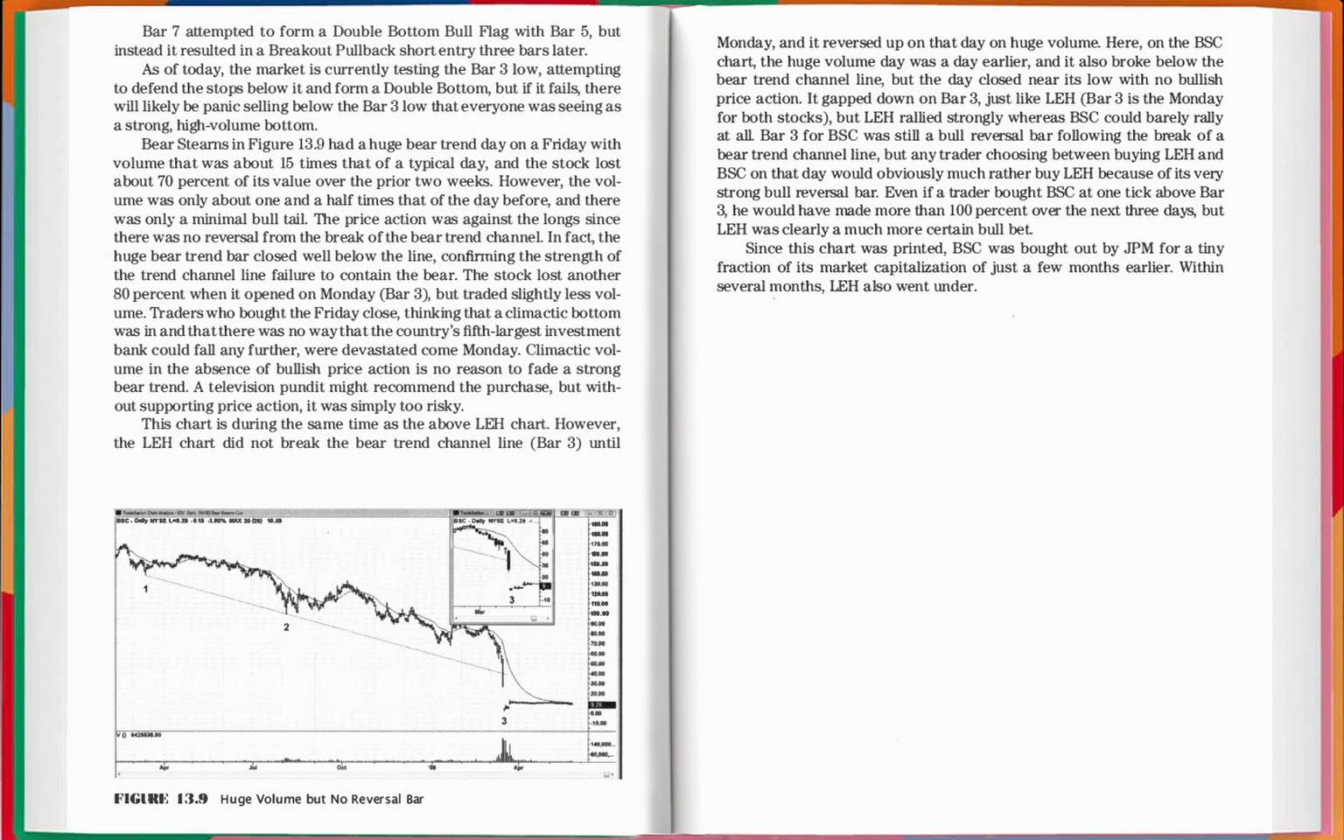Bar 3 for BSC was still a bull reversal bar following the break of a bear trend channel line. But any trader choosing between buying LEH and BSC on that day would obviously much rather buy LEH because of its very strong bull reversal bar. Even if a trader bought BSC at one tick above bar 3, he would have made more than 100% over the next 3 days, but LEH was clearly a much more certain bull bet. Since this chart was printed, BSC was bought out by JPM for a tiny fraction of its market capitalization of just a few months earlier. Within several months, LEH also went under.